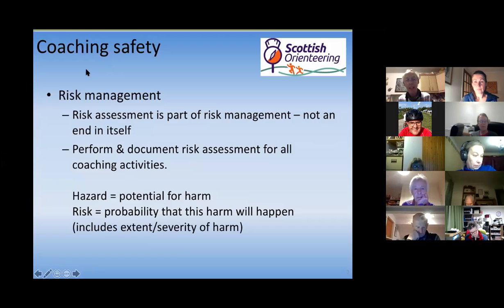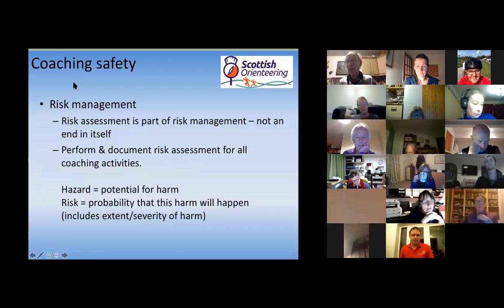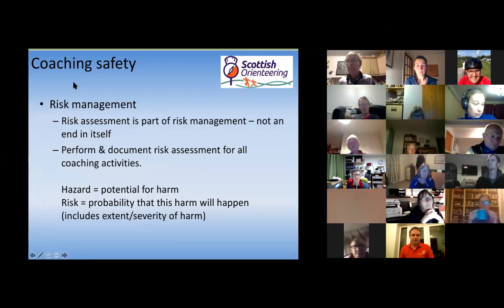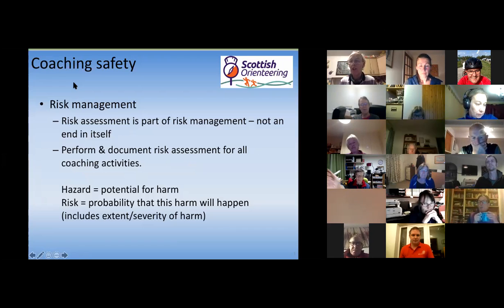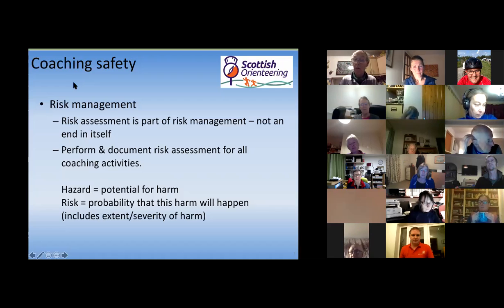Quickly, as part of the recap, remember the hazard is the potential for harm, not the actual harm, and the risk is the probability that the harm will happen. So if you're walking past a building and there's a big brick teetering on the very top, the hazard is that the brick will fall off. The harm is when it hits somebody, and the risk is whether there's a high wind or something that will knock it off.